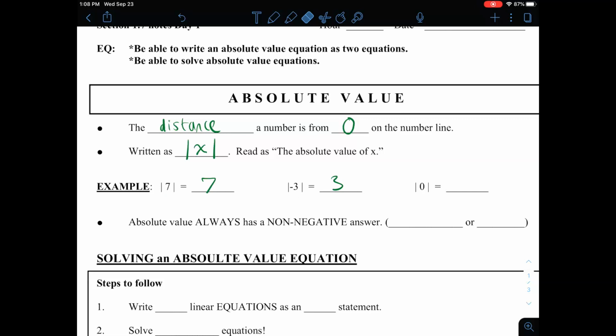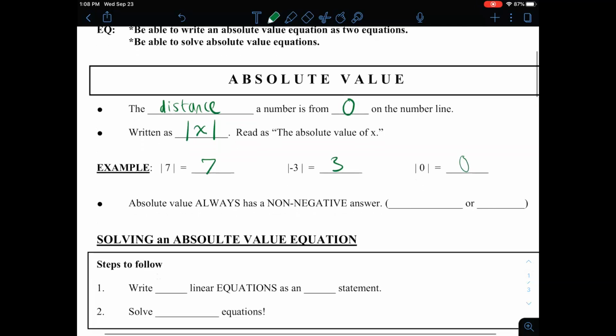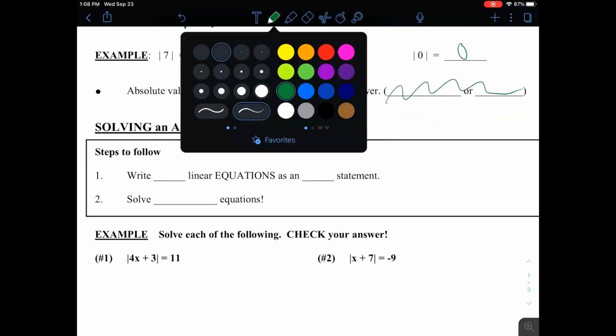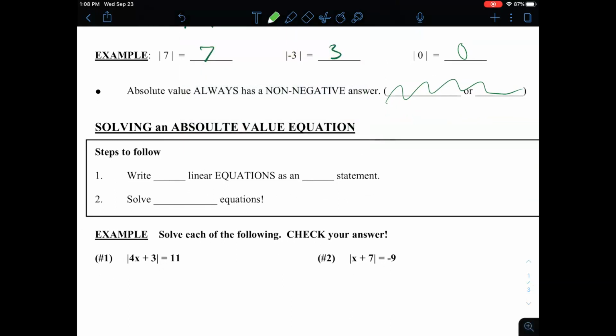And how far is 0 from 0 on the number line? The absolute value of 0 is going to be 0. I'm not sure what's supposed to go in this blank here, so we're just going to throw it out. But absolute value always has a non-negative answer, like we talked about. So the steps for solving an absolute value equation: we're going to write 2 linear equations as an OR statement, and then we're going to solve both equations.